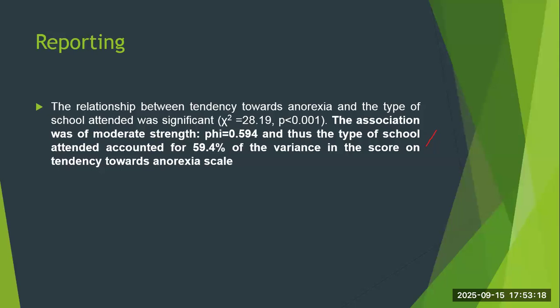So you can say that the association between the anorexia status and the school type was of moderate strength, and the type of school accounted for about 59%. You just convert the phi coefficient to a percentage, which is 59.4, accounted for 59% of the variance in the anorexia status. So that's basically how to put it. It's not just this way, but you can find a way that suits you. This is just one of the ways you can present your findings later.